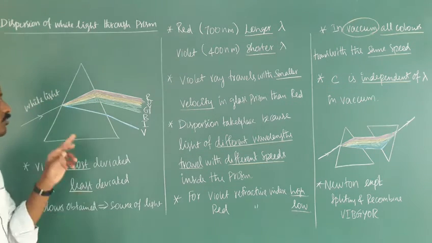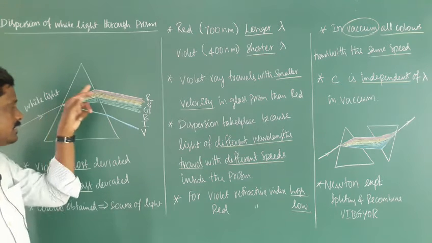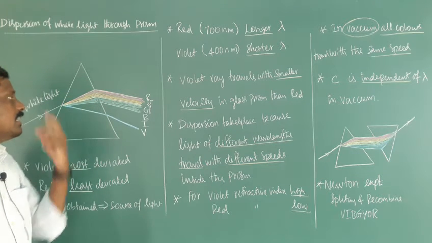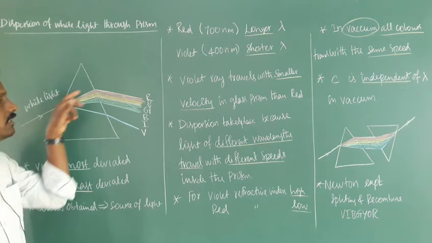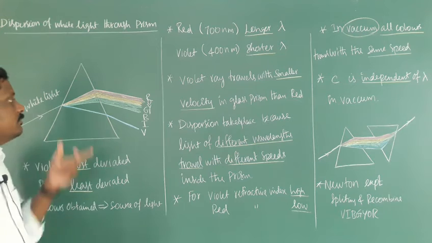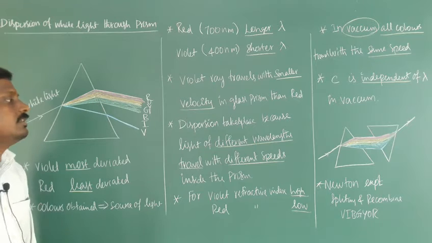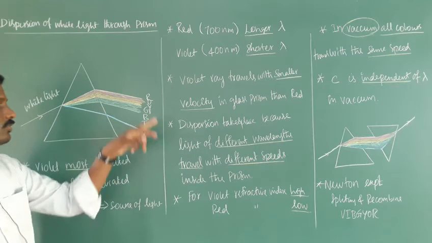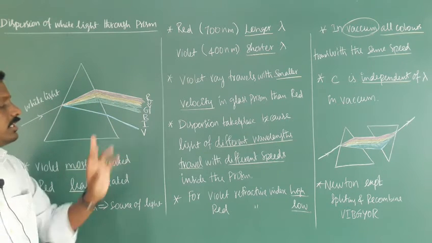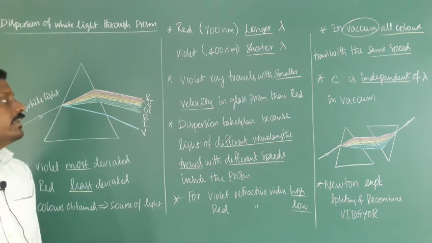Violet travels with smaller velocity in a glass prism than red. Just see, the deviation is less for red, so red travels faster inside the glass. Note the point: inside the glass prism, red travels with high velocity, but violet travels with smaller velocity, because of the refractive index of that prism. Dispersion takes place because light of different wavelengths: red 700 nanometer, violet 400 nanometer, green 550 nanometer, yellow 589 nanometer.